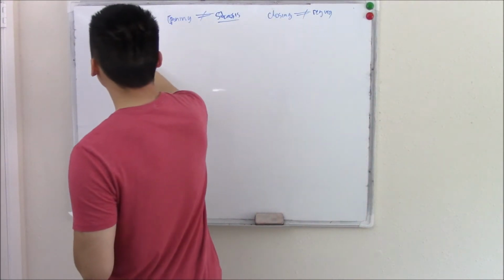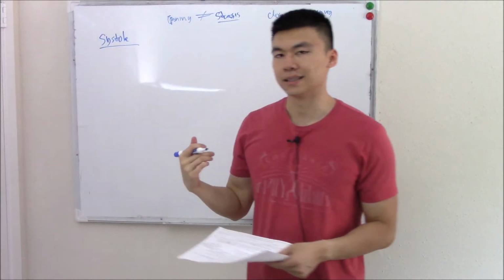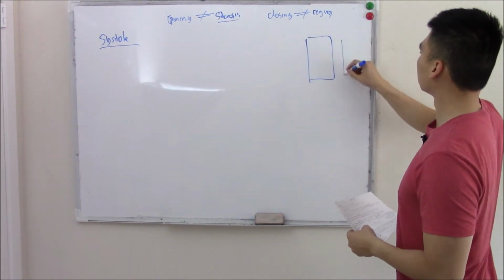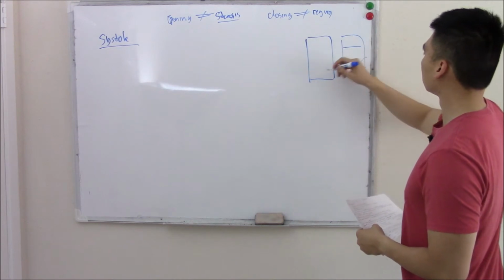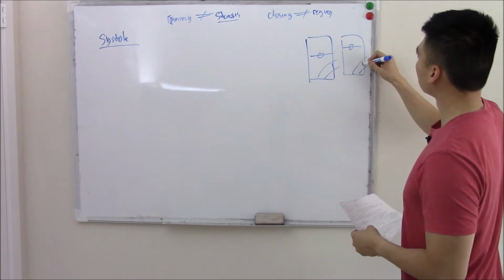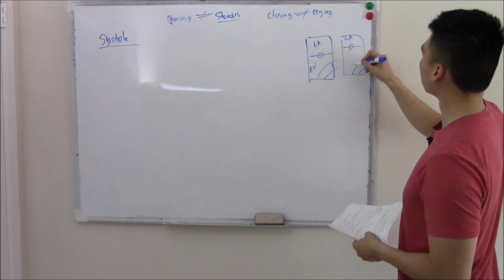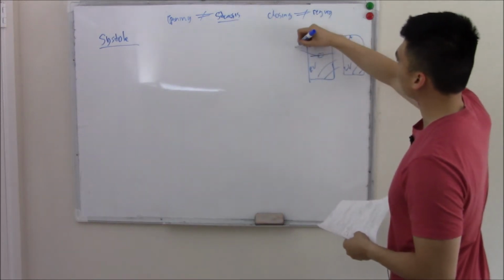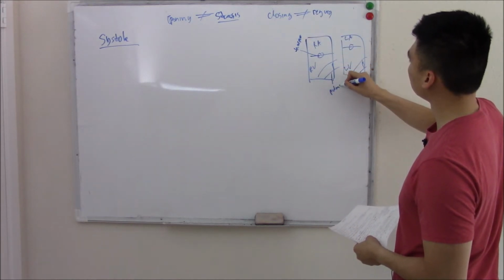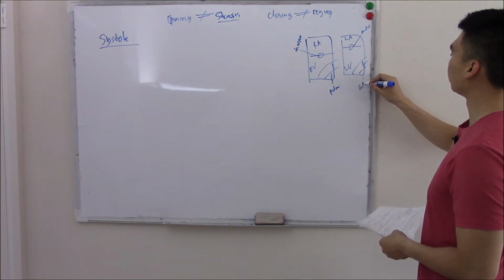Let's break it down into systole and diastole. All right, let's look at murmurs in systole. Let's look at murmurs in diastole. In systole, let's draw it out. Here's the right atrium, right ventricle, left atrium, left ventricle. This was our tricuspid. This was our pulmonary valve. This was our mitral. This was our aortic, right?